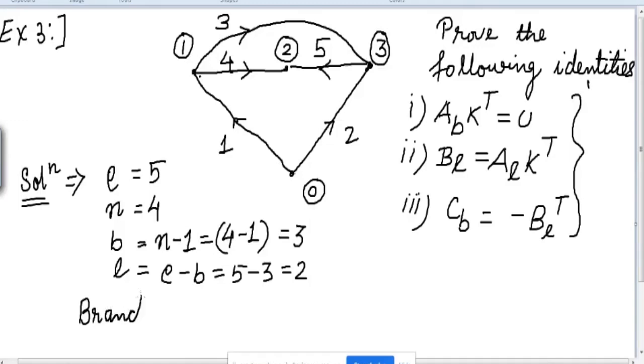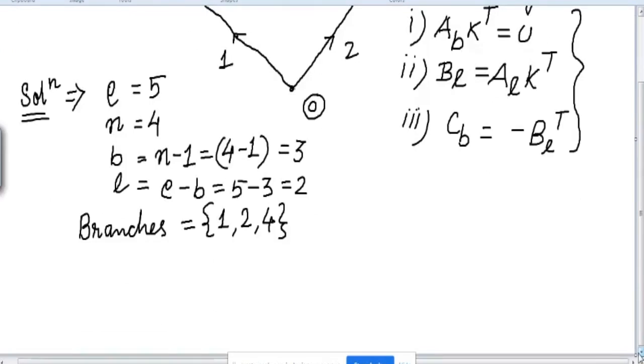Is it clear everyone why I am taking 1, 2 and 4 as branches? Because 1, 2 and 3 cannot be taken as branches, as the rules are not getting satisfied. So that's why we are going to take 1, 2 and 4 as branches. If you take 1, 2 and 4 as branches, what is left? What are the balance elements? The balance elements will be links. So the balance elements are 3 and 5. So let us draw the tree then.